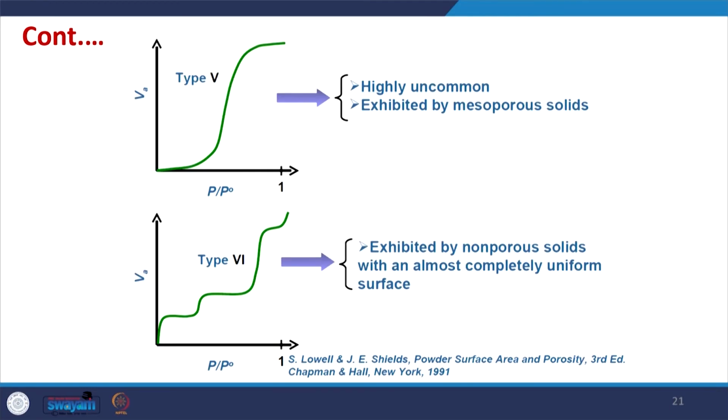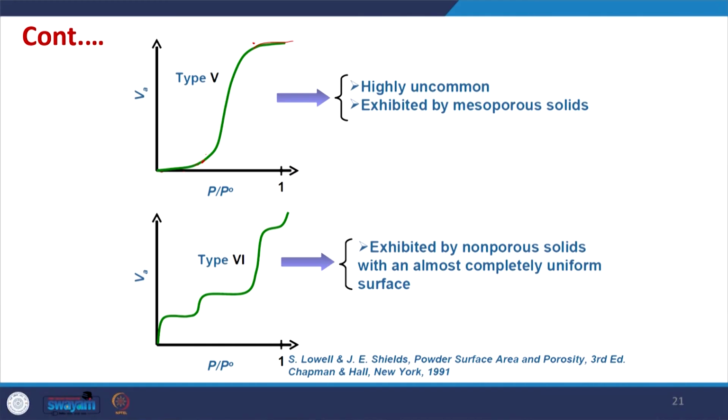For type 4, they will reach some saturation and again increase very quickly from here to here, and again reach saturation. This is not commonly observed; it will be exhibited by mesoporous solids, but generally not very common. And type 6 is also not very common, but it may have multiple saturation levels.